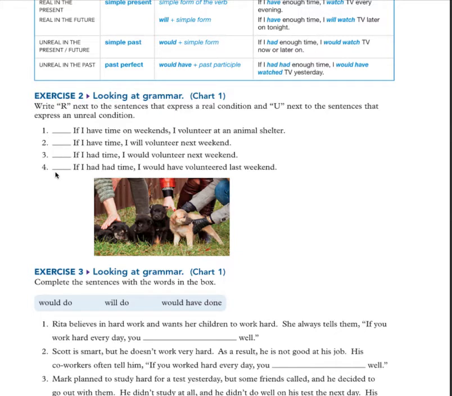Number 4. If I had had time, I would have volunteered last weekend. Look at the verb form in the if clause. Had, past perfect. Would have and volunteered, past participle. Would have and past participle. So this is going to be unreal in the past.